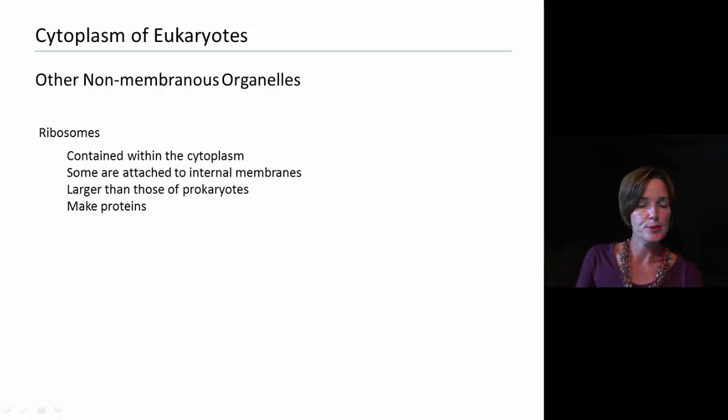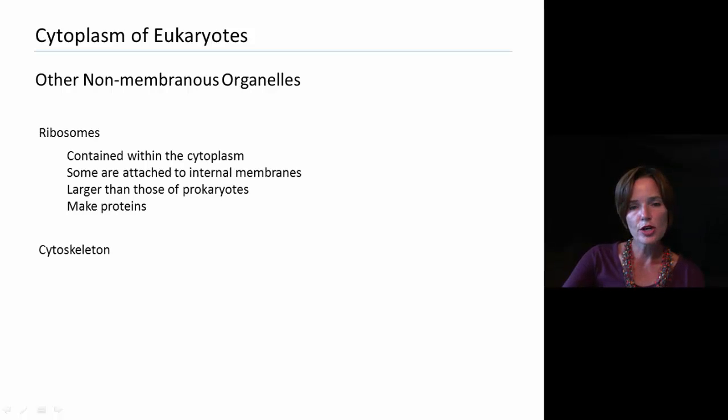These particular ribosomes are going to be bigger than what we had in prokaryotic cells, and they're either floating around in the cytoplasm or in some cases, they're going to be stuck to some of the internal membranes. Specifically, we'll have them stuck on the endoplasmic reticulum, which we'll see a little bit later.